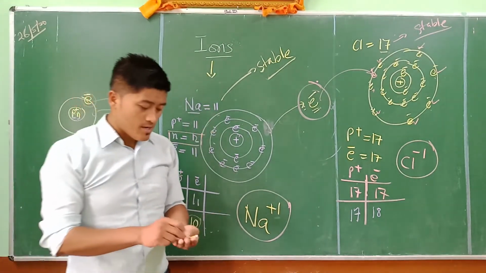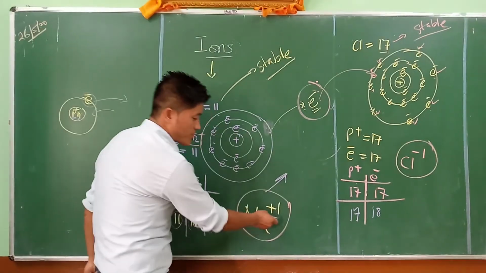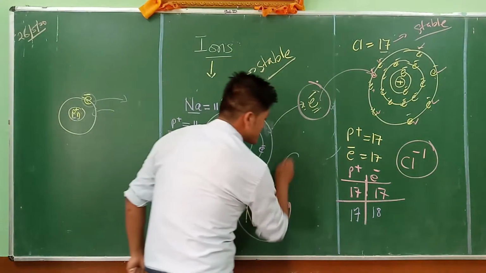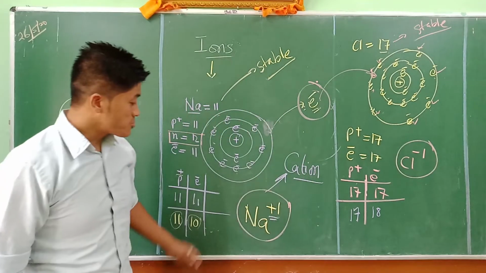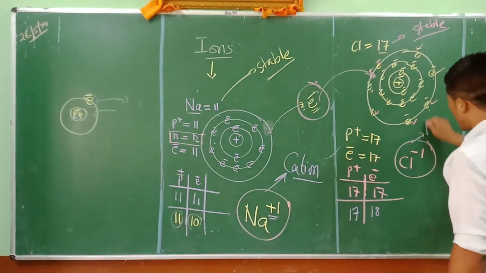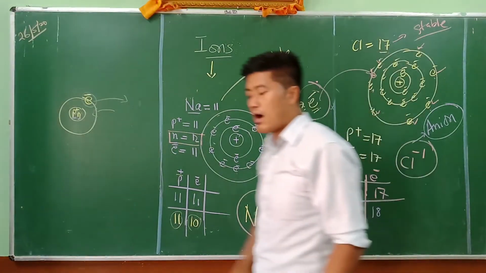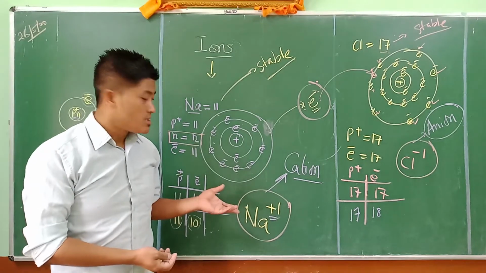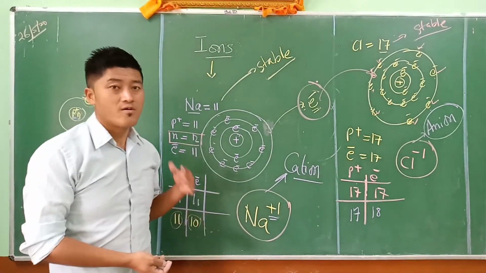Is that clear? Now whenever there is an atom with a positive charge, we call this a cation. Whenever there is an atom having a negative charge, we call this an anion. So these are the two types of ions, cation and anion. Is that clear? So I shall see you in the next class with another concept, valency.